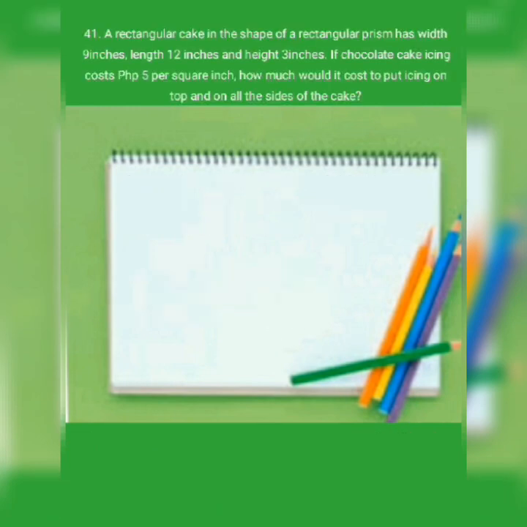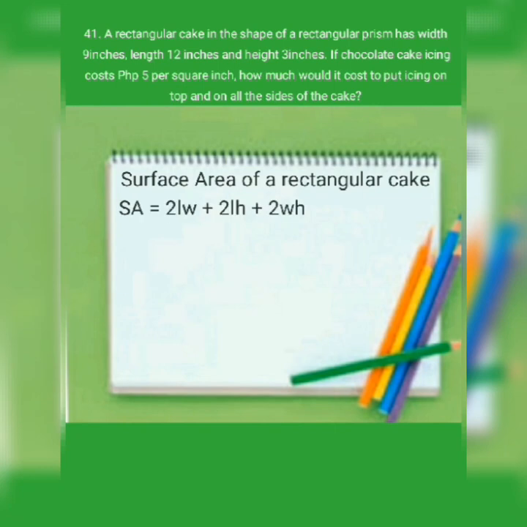A rectangular cake in the shape of a rectangular prism has width 9 inches, length 12 inches, and height 3 inches. If chocolate cake icing costs 5 pesos per square inch, how much would it cost to put icing on top and on all the sides of this cake? The surface area of a rectangular prism is 2 times the length and the width plus 2 times the length and the height plus 2 times the width and the height.